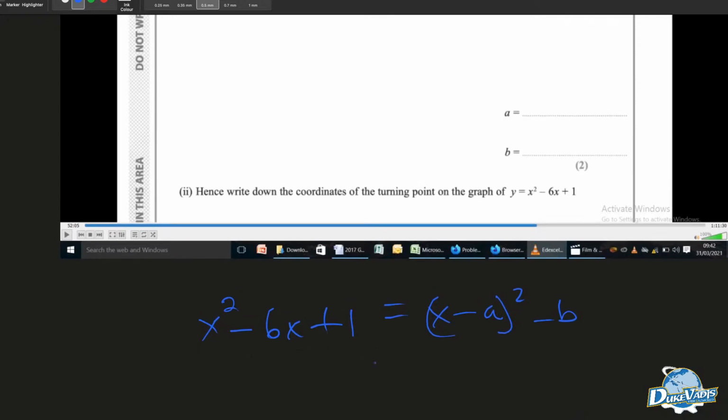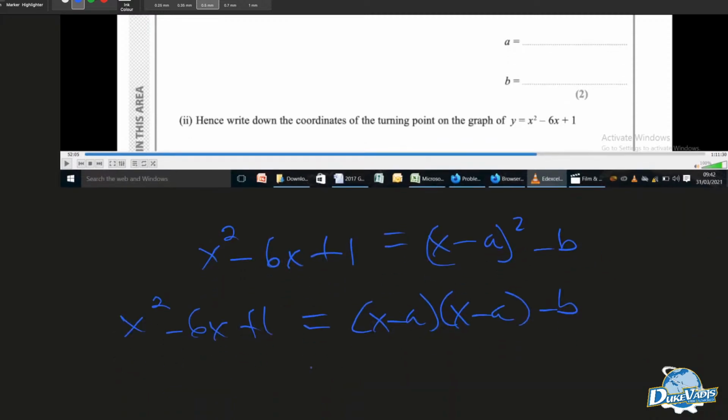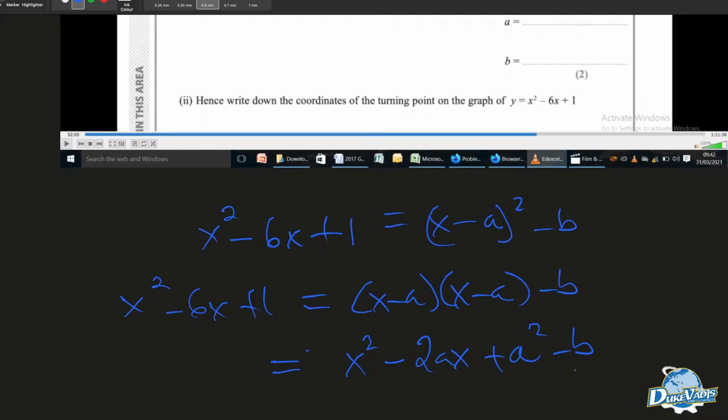When we expand the right hand side, we say x squared minus 6x plus 1. This one will be (x minus a) squared minus b, and this will give us x squared minus 2ax plus a squared minus b. So this is our left hand side and the right hand side. So we say by inspection.